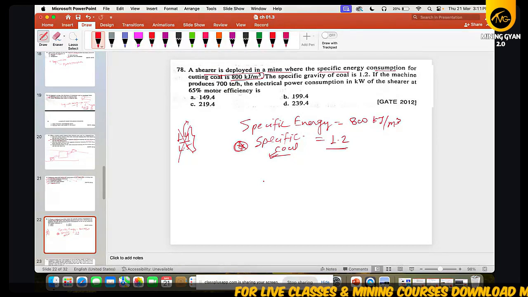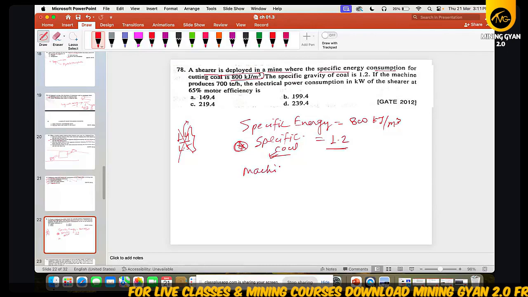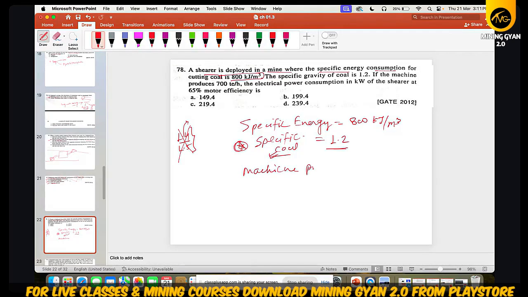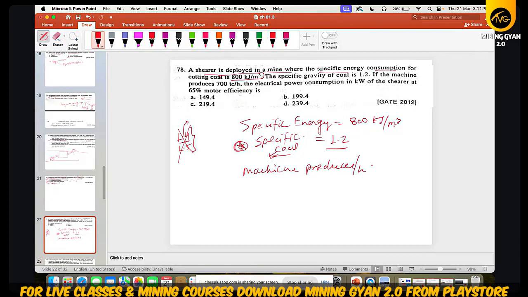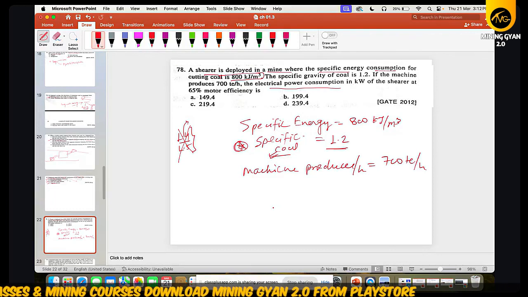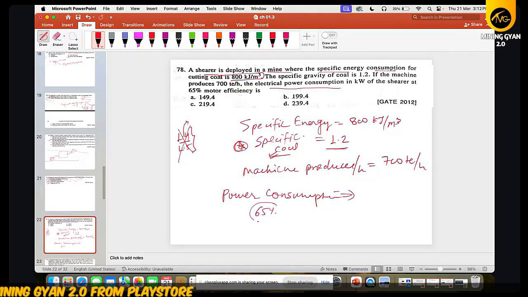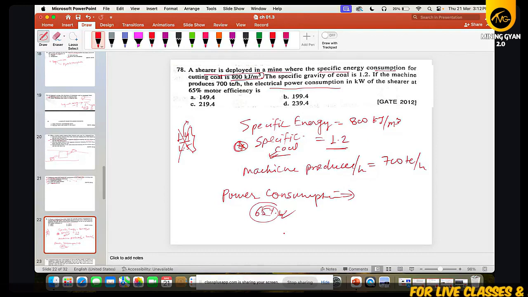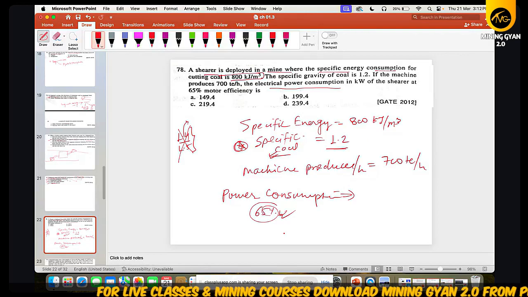If the machine produces 7 ton per hour, we have to calculate the electrical power consumption, with efficiency 65. You can also give your answer simultaneously, because it will work as your practice session also, if you know or if you have read about it earlier. Otherwise I will solve this question.